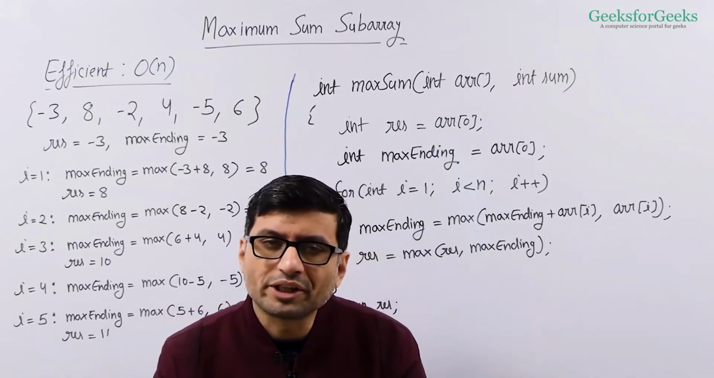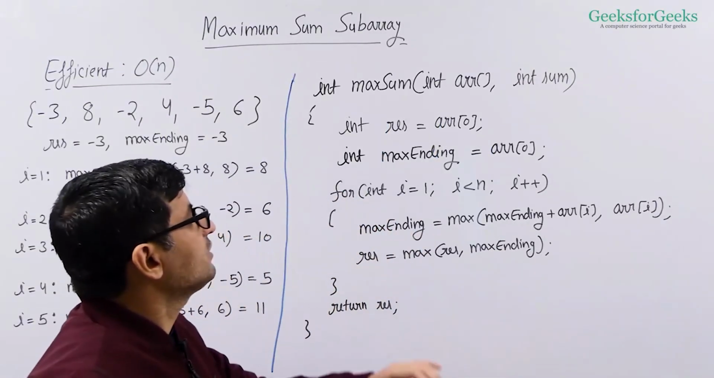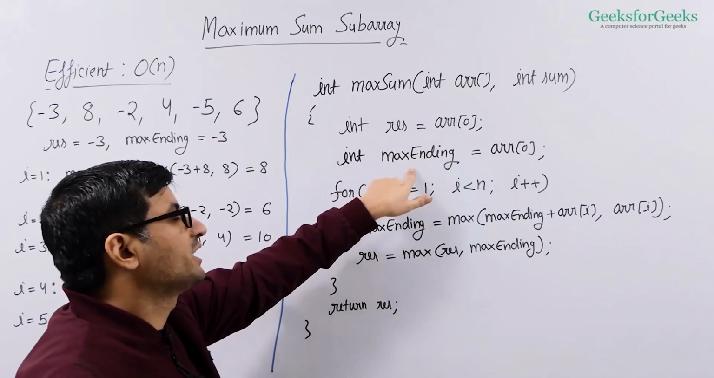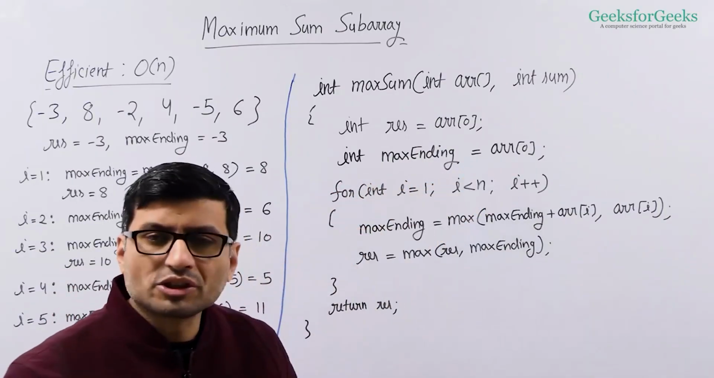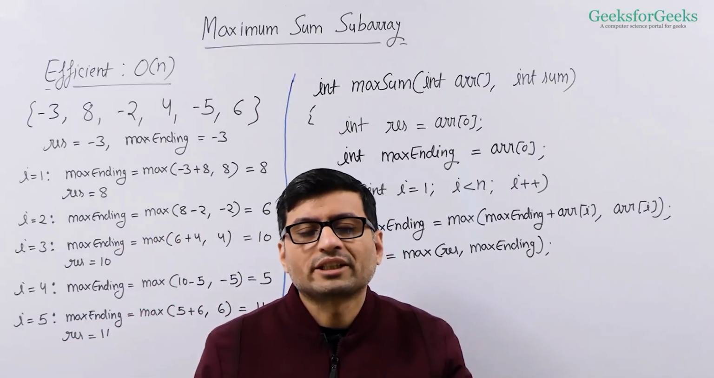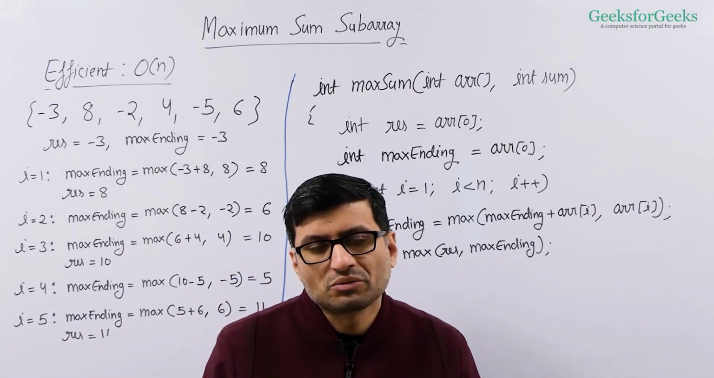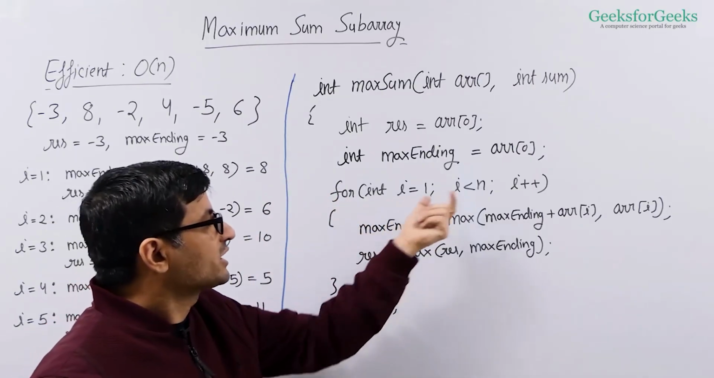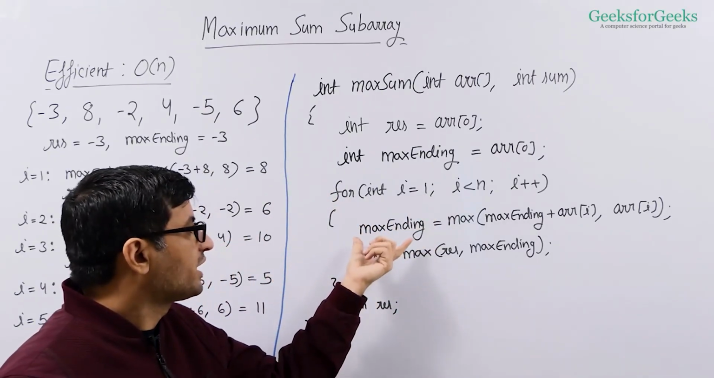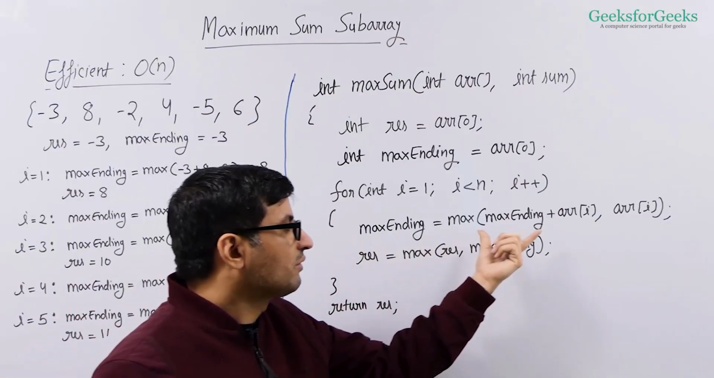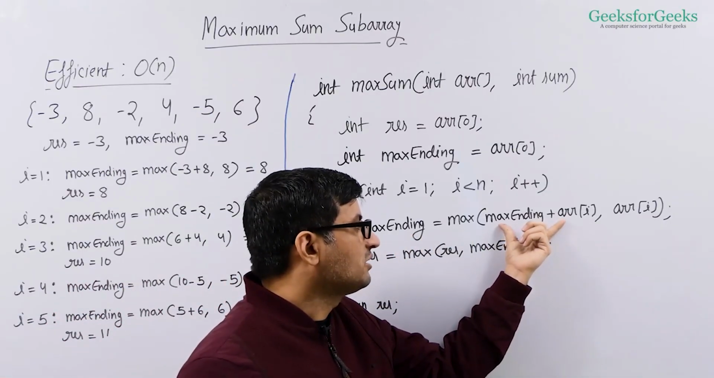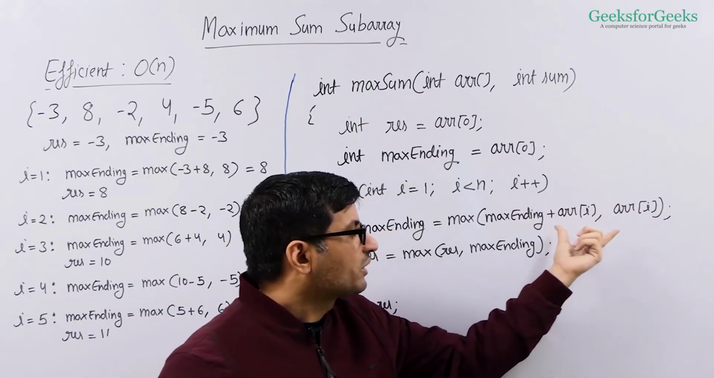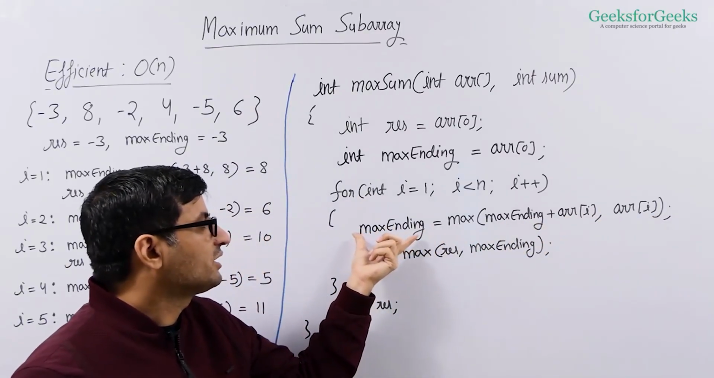Let us now see the implementation. In the implementation, we initialize our result as array 0. We initialize max ending also as array 0, because for the 0th element, max ending is always array 0, because there is nothing before it. From the second element to the last element, we again find out max ending using one of these two choices. We extend the previous maximum or we start a new subarray. Whatever is giving the maximum is max ending with I.